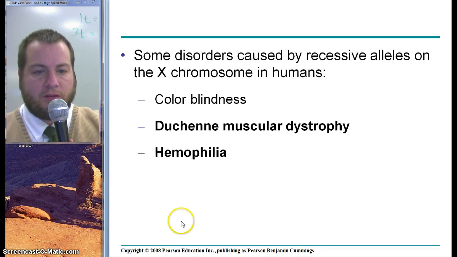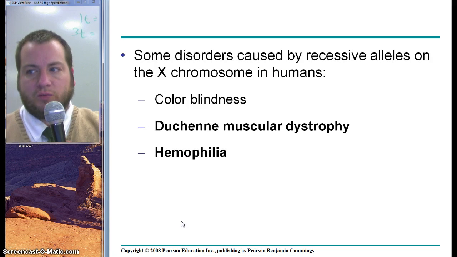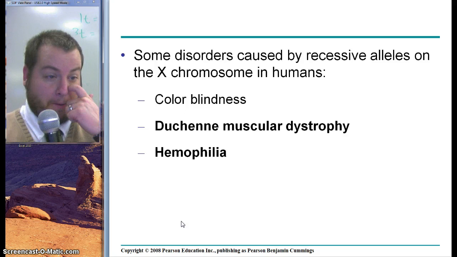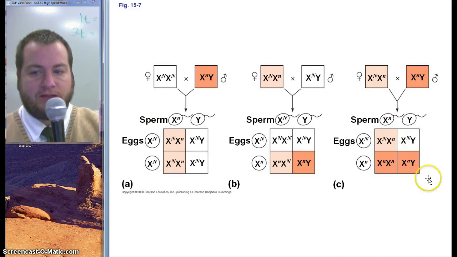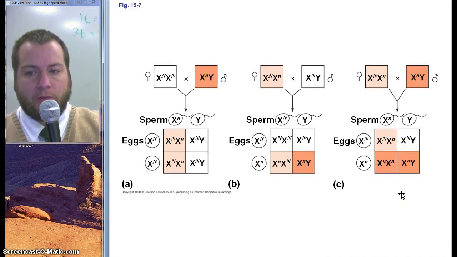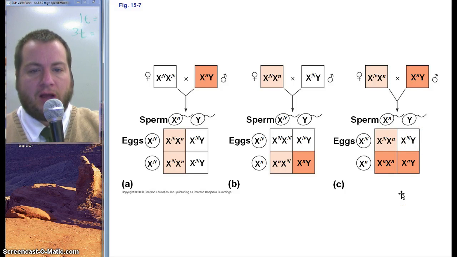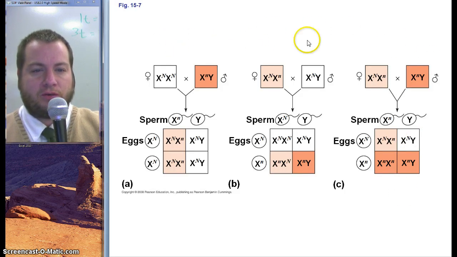So what are some things that are caused by these recessive alleles? Okay, so we have color blindness is one example, not in your reading, but it would be a good one to talk about. Color blindness works exactly this way. Now, my son is colorblind. I am not colorblind, and his mother is not colorblind. So which one of these three examples works for my third son?